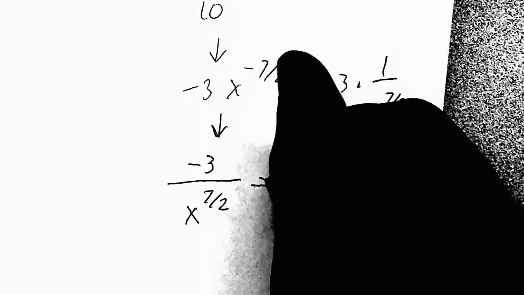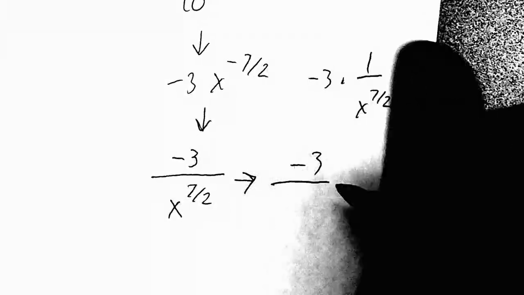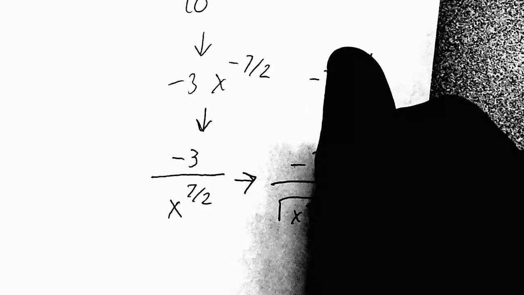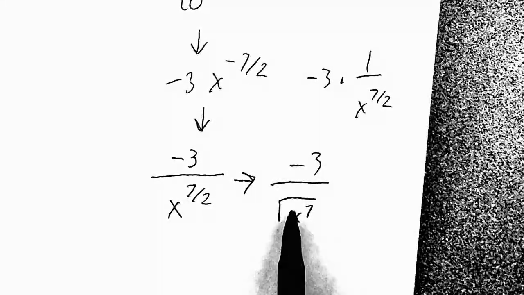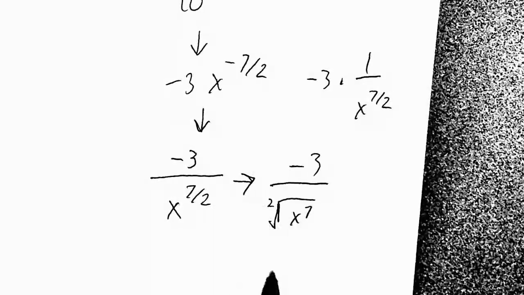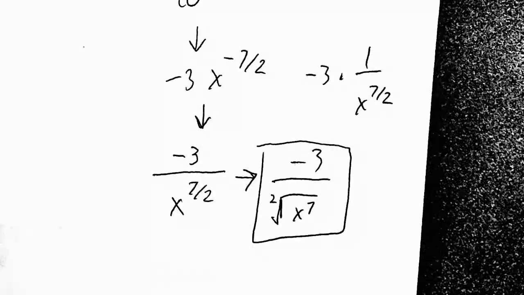And then this, I can convert to a radical, leave the negative 3 on top, over the square root of x to the 7th. So that 7 is the power, and I'm taking the second root. There's a little 2 here. You don't write the 2, but it's like an imaginary 2. So your final answer is negative 3 over square root of x to the 7th. Okay?